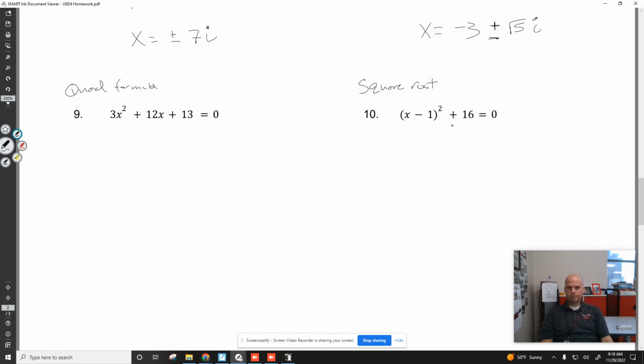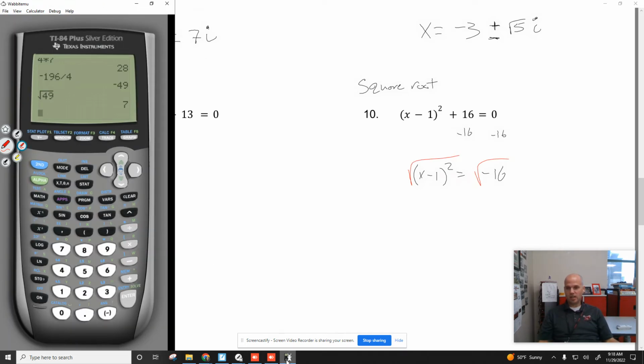Let's look at this one. I subtract 16, subtract 16. I square root. I got a square root of a negative. Again, if you're not sure what you're doing, you can use your calculator. Your calculator is going to lead the way. Square root of negative 16. Nope, can't do that. But there's still a concept. There's still a number, an imaginary number that is a solution.